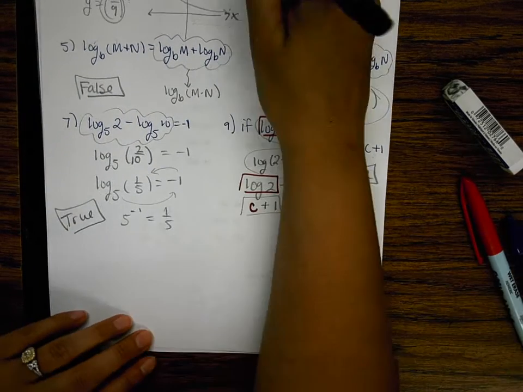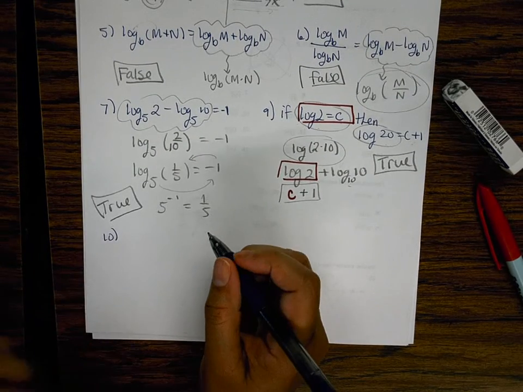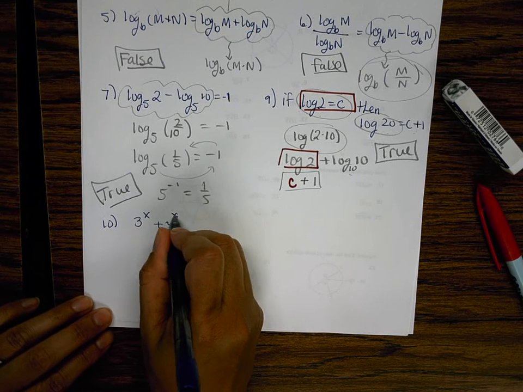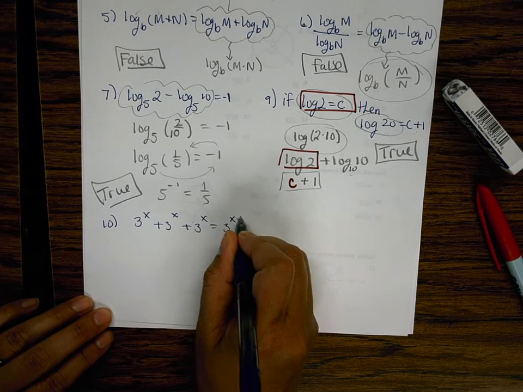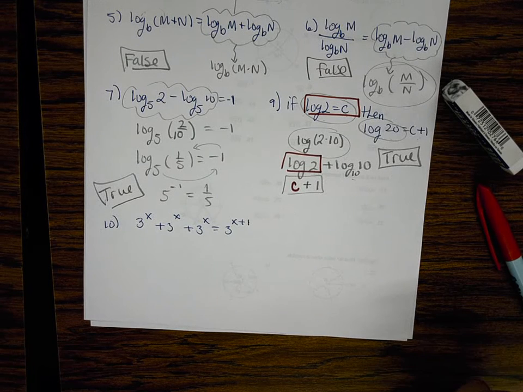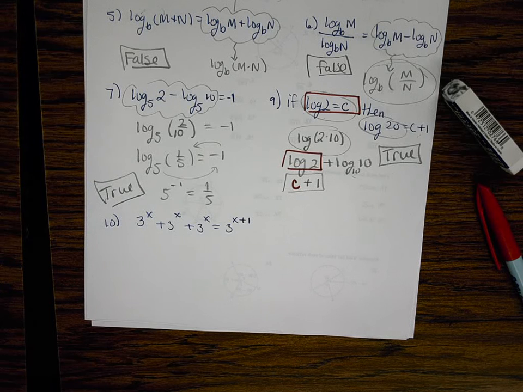Okay, and last true-false, number 10. Number 10 is 3 to the x plus 3 to the x plus 3 to the x equals 3 to the x plus 1. Now, just at first glance, we're like, heck no, that doesn't work. That's false because they're not like base. They are like bases, but they're not being multiplied.